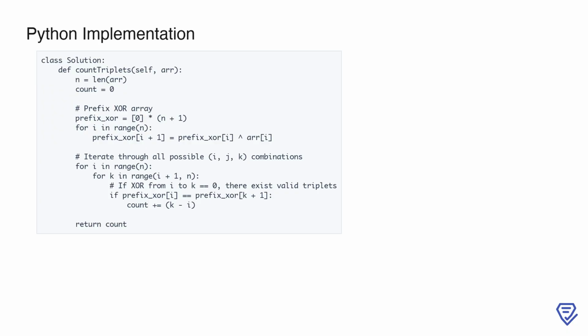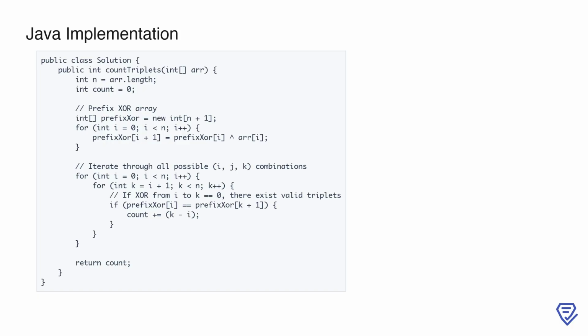The algorithm then iterates through all possible indices in a nested loop structure. For each pair i, k, where i is less than k, it checks if the XOR from i to k is 0. This condition is met when prefix_XOR[i] equals prefix_XOR[k+1]. When it holds, there are k-i valid triplets because any j in the range i+1 to k satisfies the condition. The computational complexity is n squared, due to the nested loop, which is acceptable for small to moderate input sizes. The code is concise and avoids redundant computations, making it efficient and easy to understand.